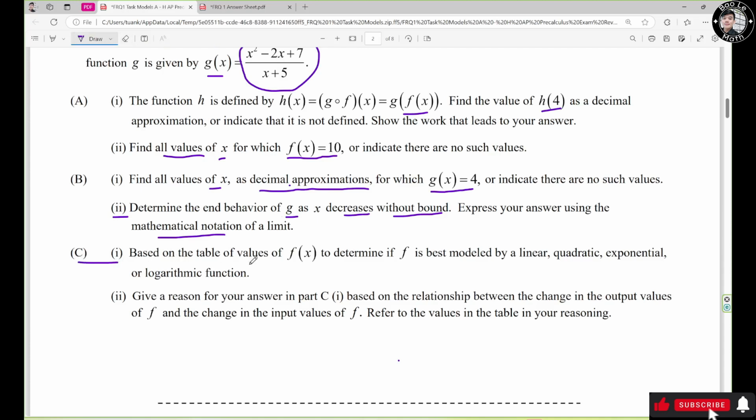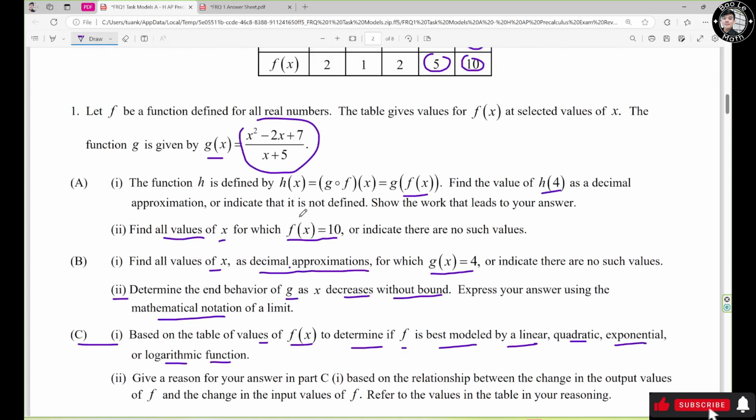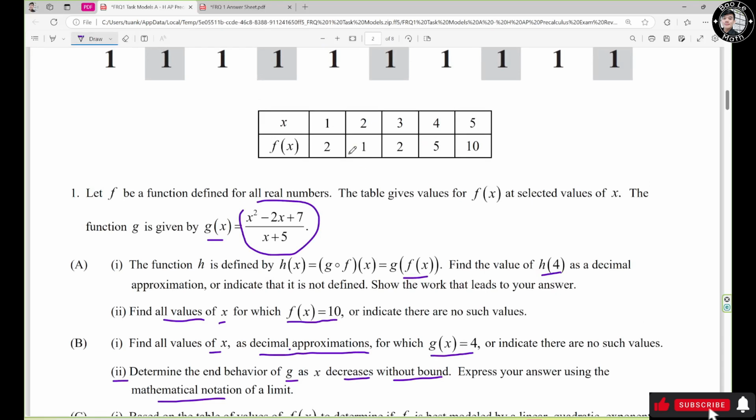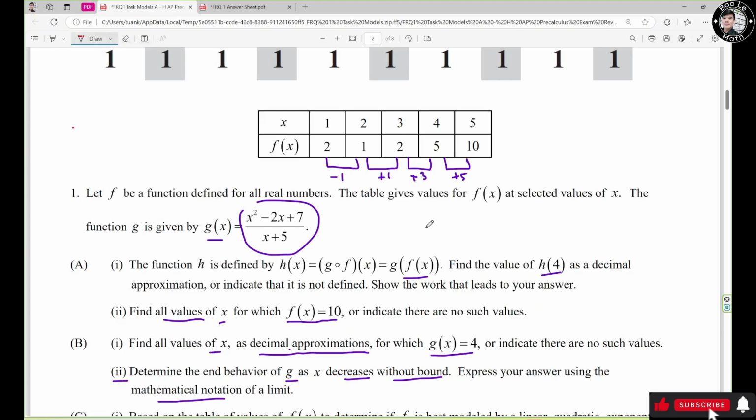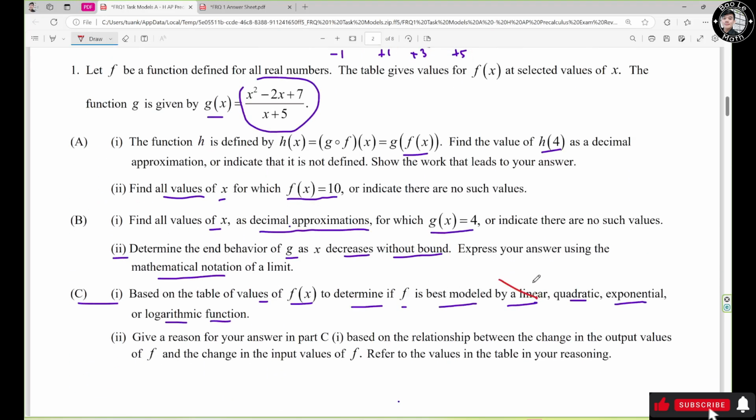Now let's move on to C1. Based on the table of values of the function f of s, determine if the function f is best modeled by a linear, quadratic, exponential, or logarithmic function. So we look at the table right here. In order to get 1 from 2, I need to subtract 1. This one, add 1. This one, you need to add 3. This one, you need to add 5. Since the first differences are not the same, this will not be linear.